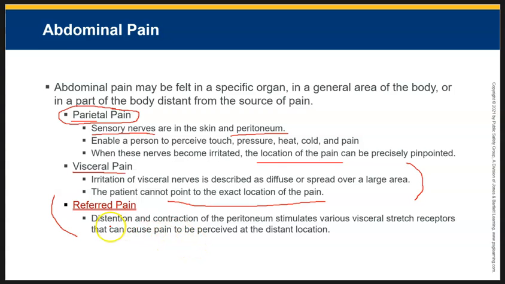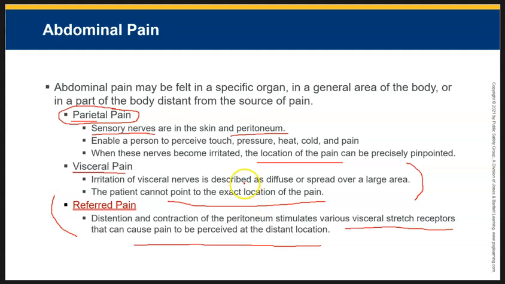Along with this, we can get referred pain. If we have some sort of distension or contraction of the peritoneum, it's going to stimulate some stretch receptors that cause pain to be perceived at a distant location. One example is that spleen pain may be referred from the left upper quadrant actually to the left shoulder. That is referred pain.